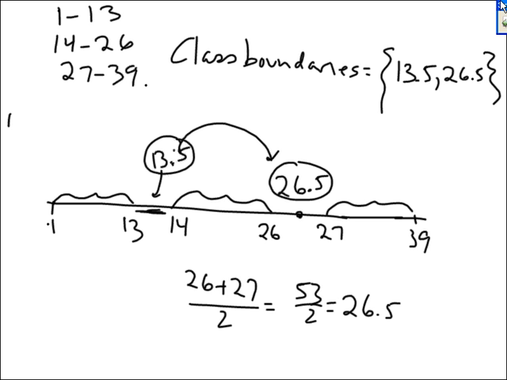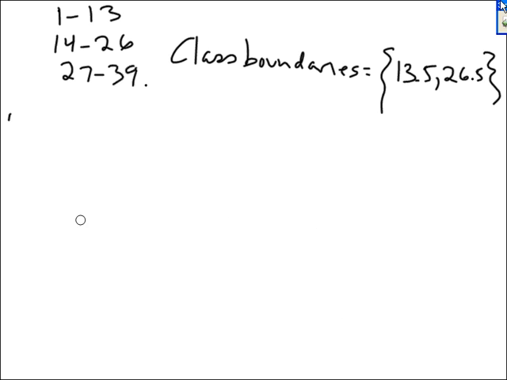Those are important numbers to know when you're making up histograms and frequency polygons. Sometimes you need to know the class boundaries. Class boundaries are the midpoints of the gaps. So maybe you draw it on the number line and you find a number in between the gaps.